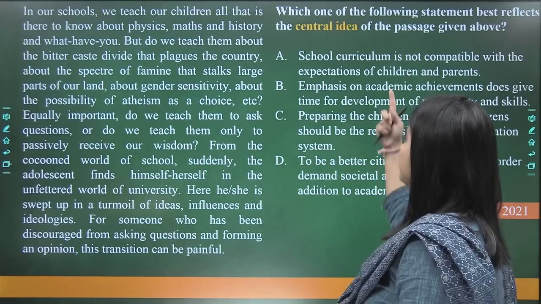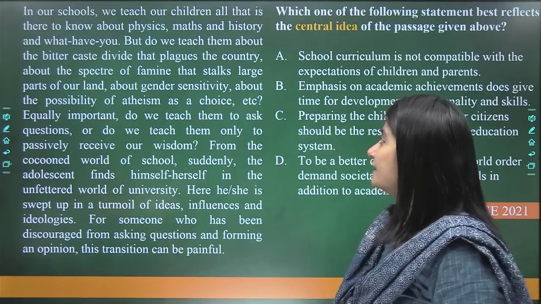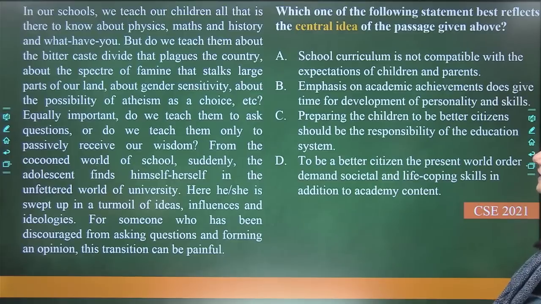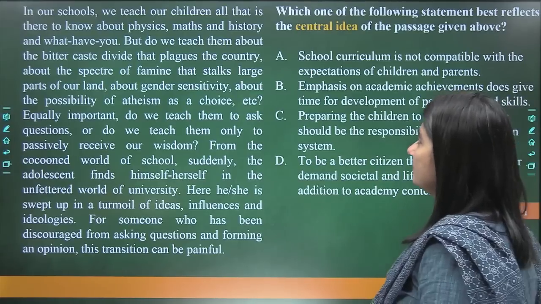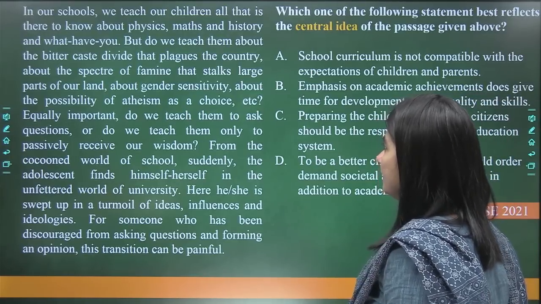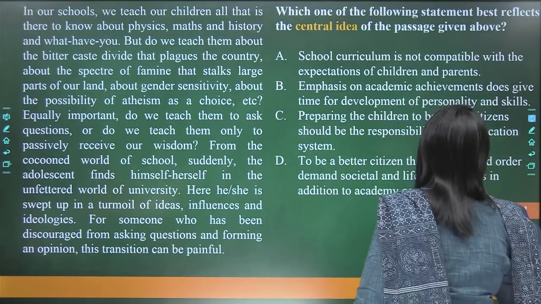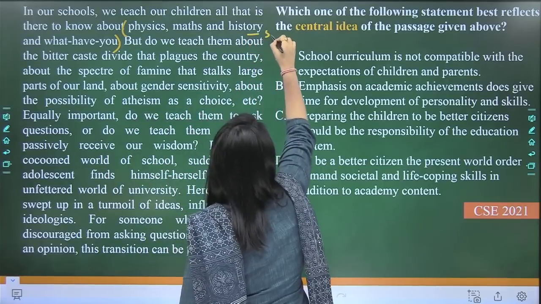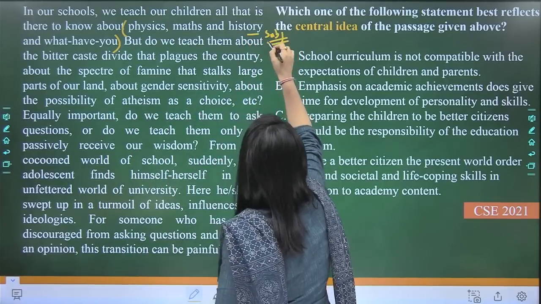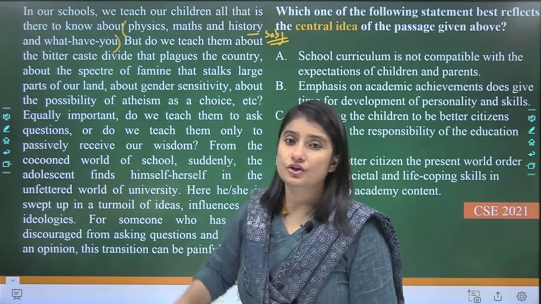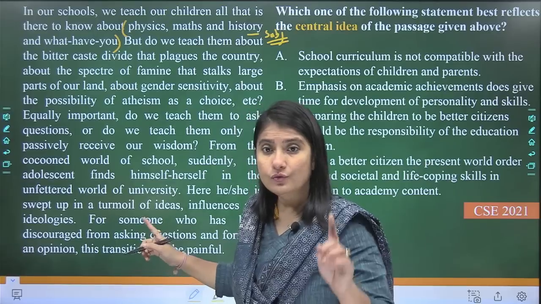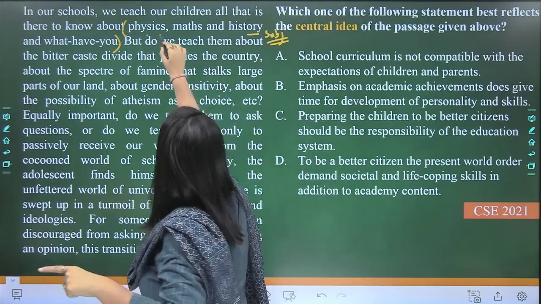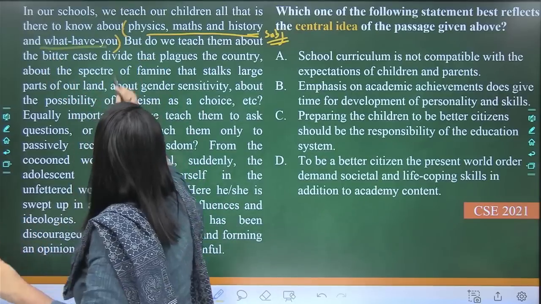So we are finding the central idea again. In our schools, we teach our children all that is there to know about physics, maths and history and what have you. Now here, these are subjects, what is being taught in the school. So in case you have to read the passage again, you are not reading the subjects again. These are examples, these are subjects, they are not important for us.